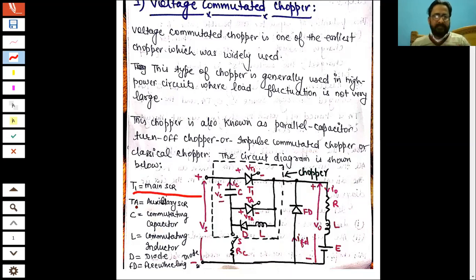Now, T1 is the main SCR, TA is the auxiliary SCR, C is the commutating capacitor, L is the commutating inductor, D is a diode, and FD is the freewheeling diode, and the load is RLE type. So basically in type A chopper, we use RLE type load, and also in type E chopper, right?